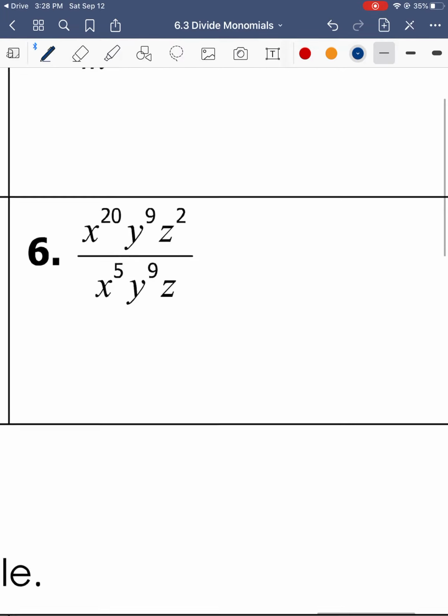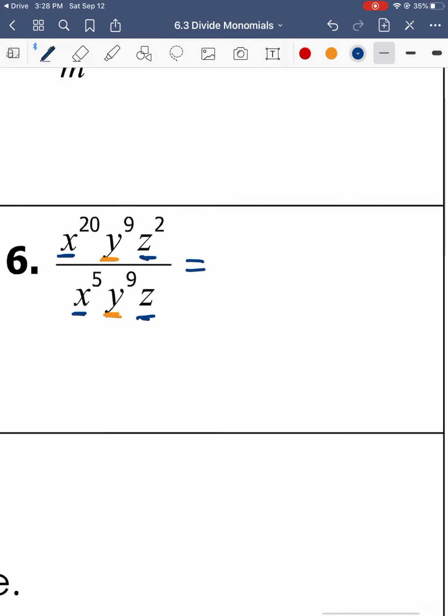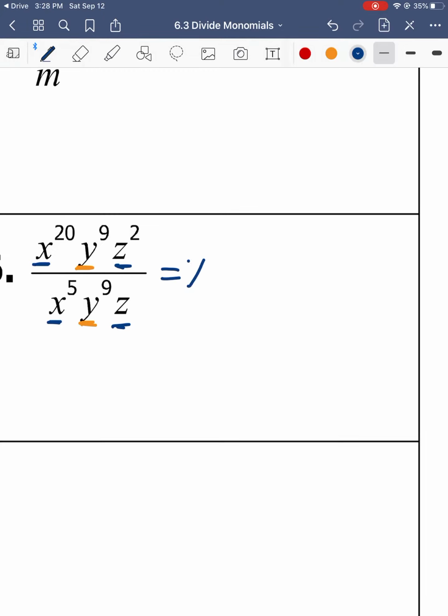Let's look at number 6. This has many terms in it. So we'll just look at the x's together, and then we'll look at the y's together, and then we can look at the z's together. So this can be written as x to the 20 minus 5, y to the 9 minus 9, and z to the 2 minus 1.